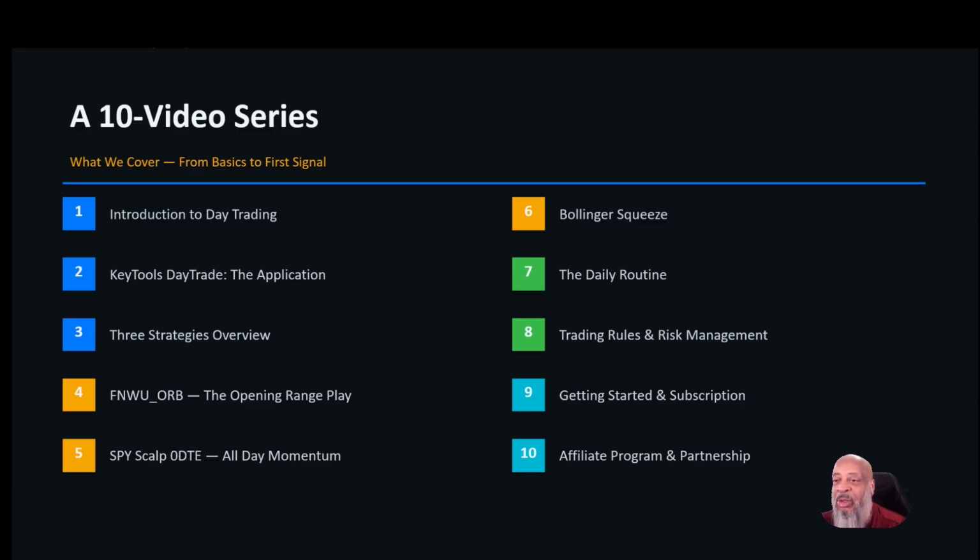Okay. The first thing is going to be an introduction, and then we're going to talk about the KeyTools application, the 3 strategies that are included in the application, which are these orange bullets here, and how they work and how I make money with them. We're going to go through my daily routine within the application. There are check boxes. Every day you get up and you go through this daily routine to make sure that you have a good idea of where to go that day. That's how you develop the discipline that will allow you to stop losing so much money.